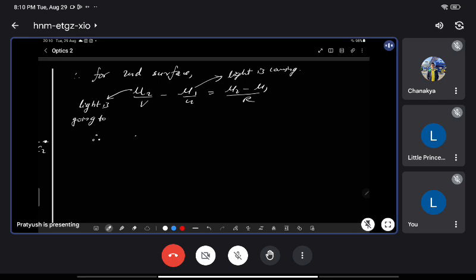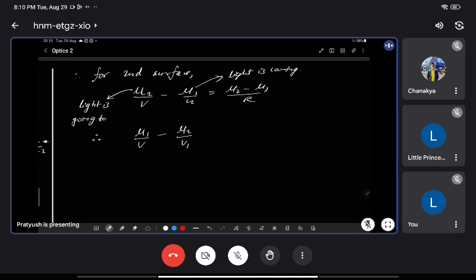Therefore, what can we write? Mu1 upon V minus mu2 upon V1, because it is the object distance now and light is coming from the lens now for the second surface, and it will become mu1 minus mu2 upon R2. This is our second equation, and that was our first equation.